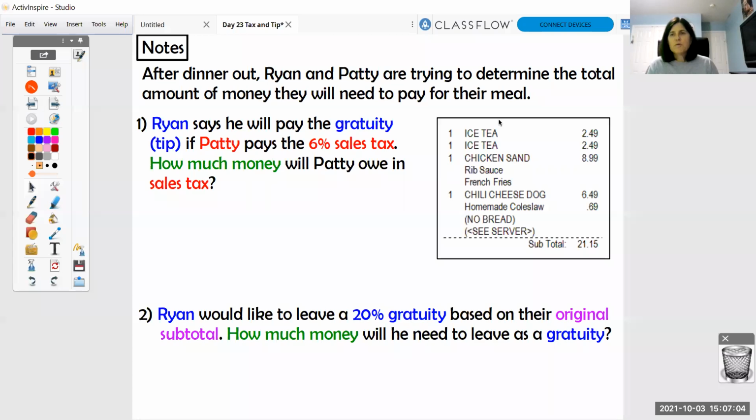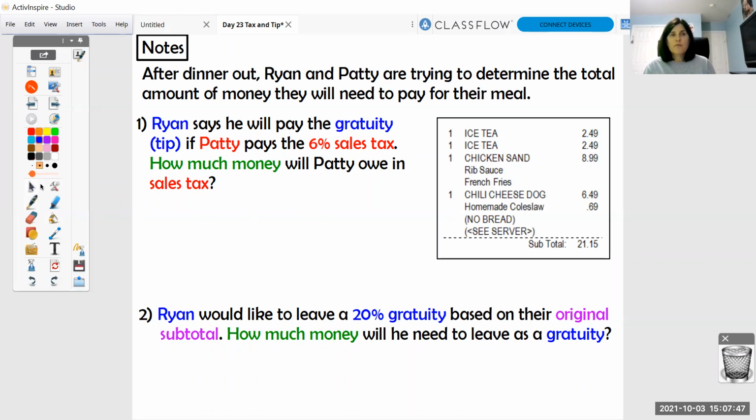So right here, it shows a part of the receipt that includes their meal, but it doesn't give us the tax or the tip. So they ordered 2 iced teas, they ordered a chicken sandwich and a chili cheese dog with an extra side of coleslaw. So their subtotal, sub means before the final, so the subtotal, the total before the final, is $21.15, and that includes their food and drink. And so now they have to worry about, Ryan is going to pay the gratuity or the tip if Patty pays the 6% sales tax. So they want us to figure out sales tax.